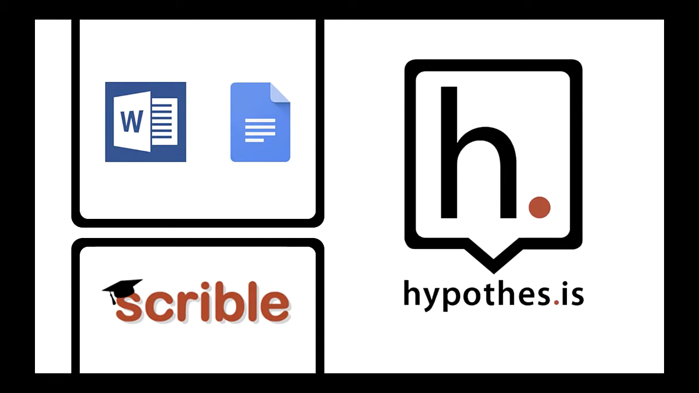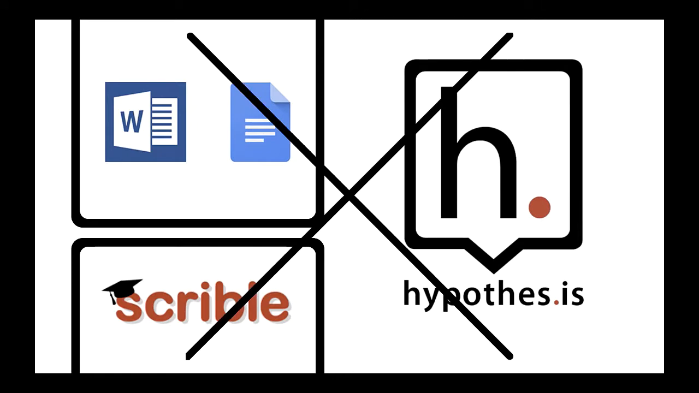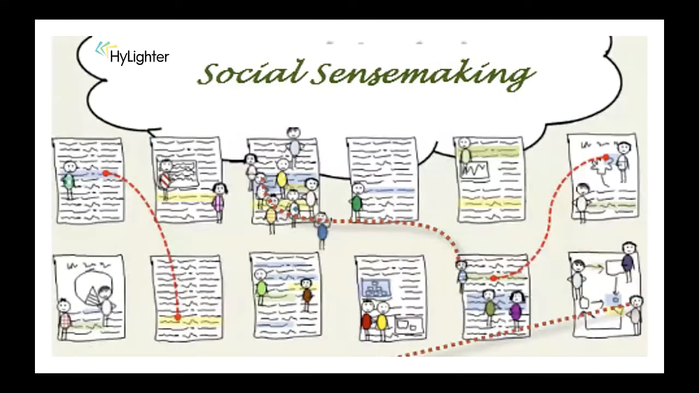HyLighter is not a document authoring and collaborative review application like Word or Google Docs. And it's not just another online annotation system like Hypothesis or Scribble or 100 other similar products. HyLighter is a unique external memory technology and machine assistant for collaborative or social reading and sense making.